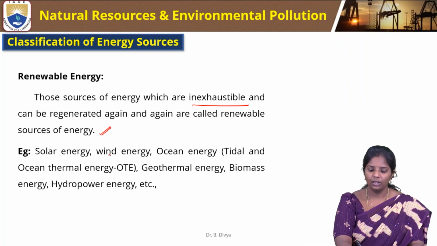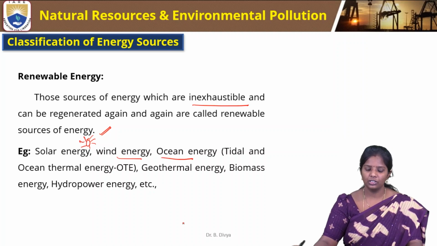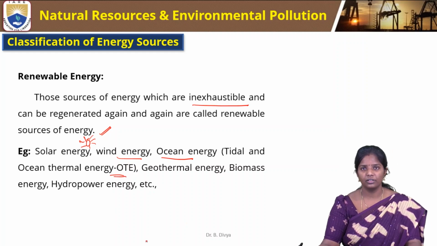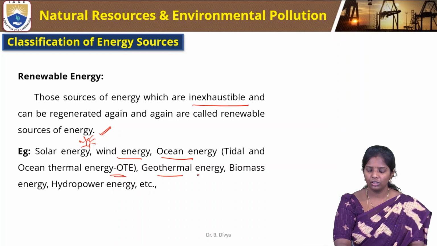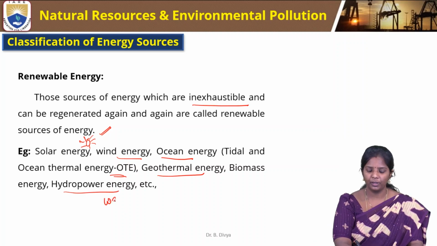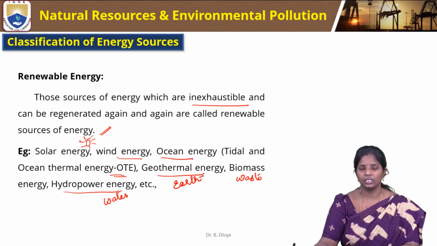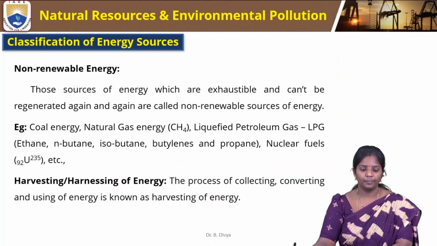Example: solar, wind, ocean energy like tidal and ocean thermal, we can use it for the energy generation. Geothermal from the earth, biomass from the wastage, hydropower from the water. So this is from the waste. This is from the earth. So the heat that is coming from the earth can also be used for the generation of electricity.